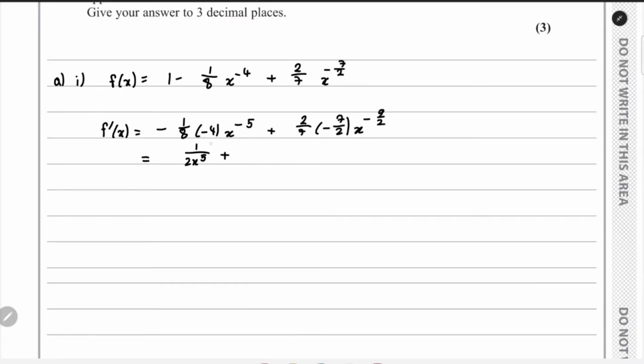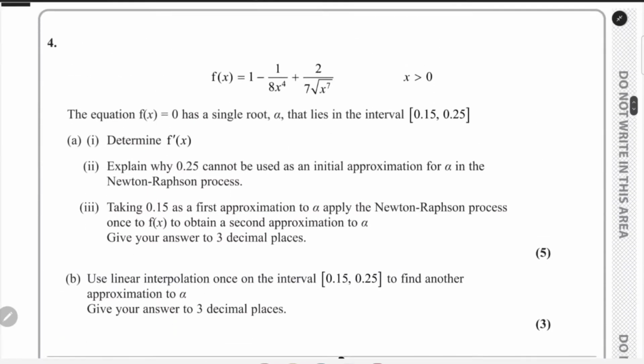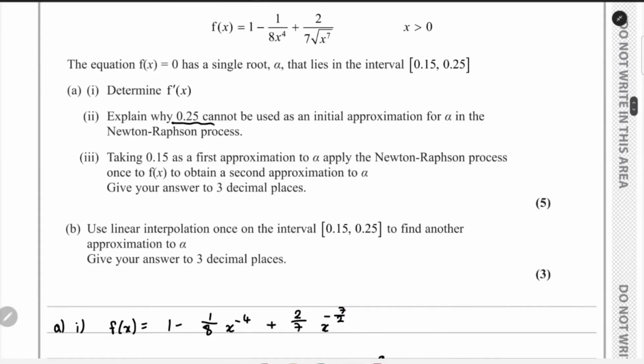This term over here will be minus 1 by x to the power 9, and we take the root over of that. Now for A2, we have to explain why 0.25 cannot be used as an initial approximation in the Newton-Raphson process.